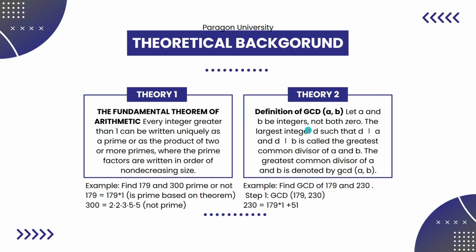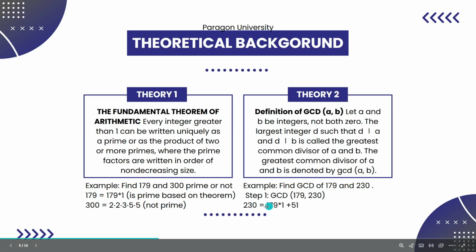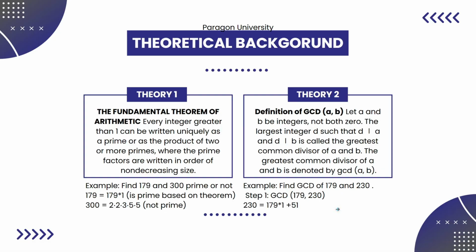So theorem 2 is the definition of GCD of a and b. Now look closely at the definition, and this is the example of GCD. So this is to find the GCD of 179 and 230. Step 1, we write the keyword GCD of 179 and 230. So here it is. You can see the result of the GCD of this bunch of numbers, like 230 equals 179 times 1 plus 51, and this is called the GCD.